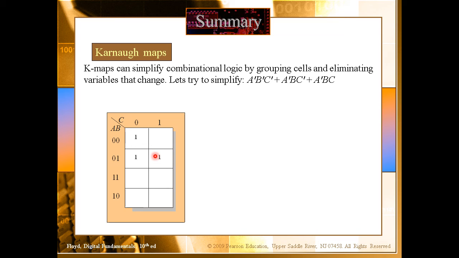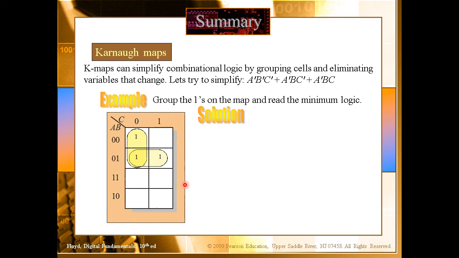Any question up to here? So just look at the expression, and from the terms we put 1s in the corresponding cells. That's our first step. You might have more than 3 1s, depending on the expression. If you have 5 terms, then you will have 5 1s in 5 cells. The next step is we group the 1s.